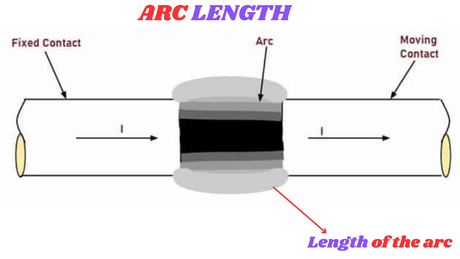The material and design of the contacts can affect the effectiveness of arc extinction. Contacts made from materials with high melting points and good heat dissipation properties can help to enhance arc extinction. The contact material and design can influence the arc's behavior, including its stability, duration, and energy dissipation. Contacts with good heat dissipation properties can help to cool the arc, reducing its energy and making it easier to extinguish.